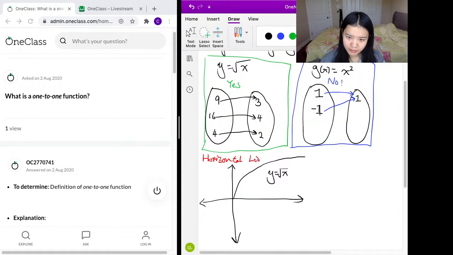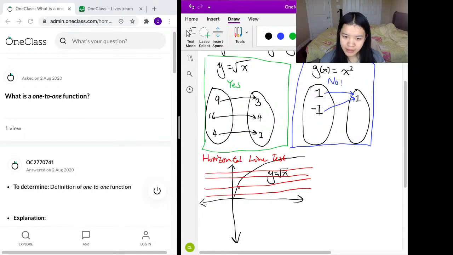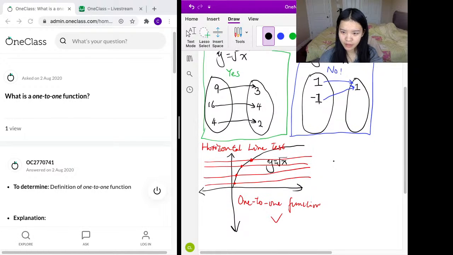Horizontal line test. How it works is very simple. Basically, you draw horizontal lines on the graph, and you see all those horizontal lines you draw only intersect the curve at one point. So each horizontal line you drew intersects the curve of y equals the square root of x at one point. This means that this graph is indeed a one-to-one function. Yay!